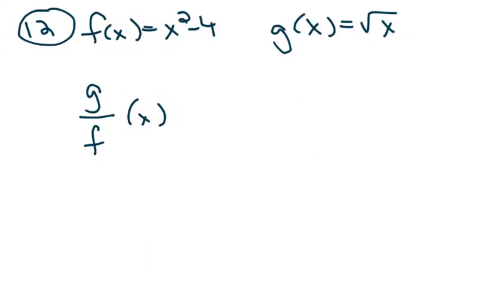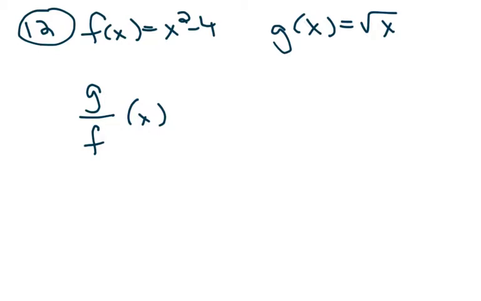In problem 12, it says let f of x equal x squared minus 4, and g of x is equal to the square root of x. What is the solution of g over f of x and the domain of the result? The domain of one of the original functions does transfer over to the domain of any operations you perform on functions.